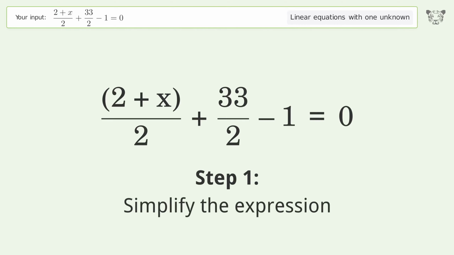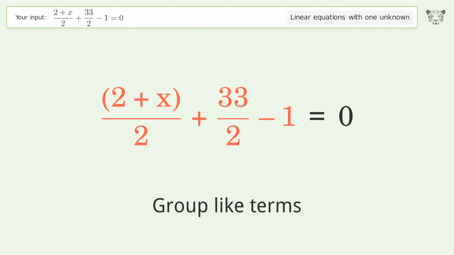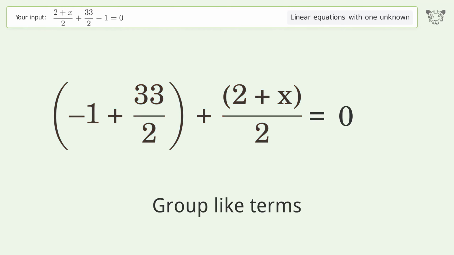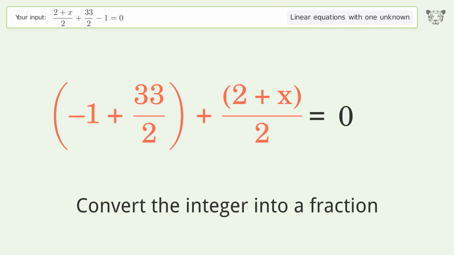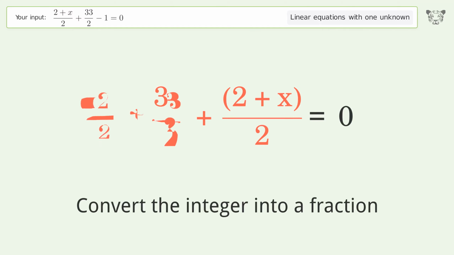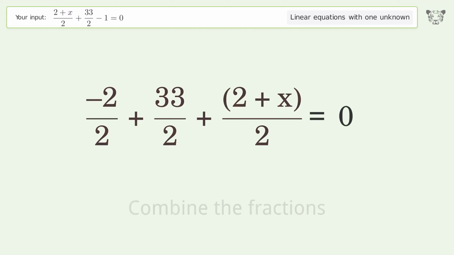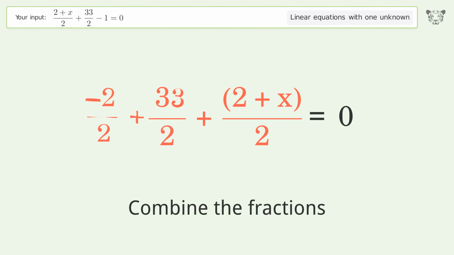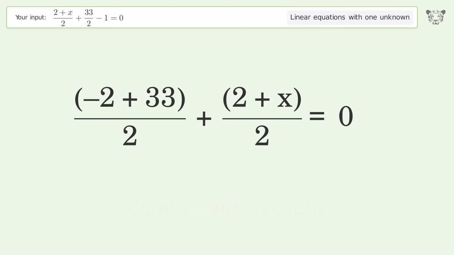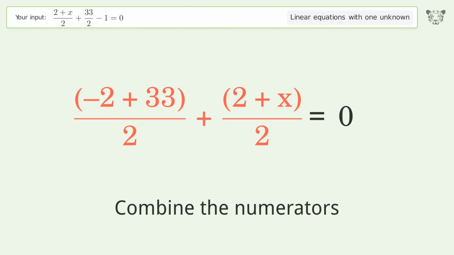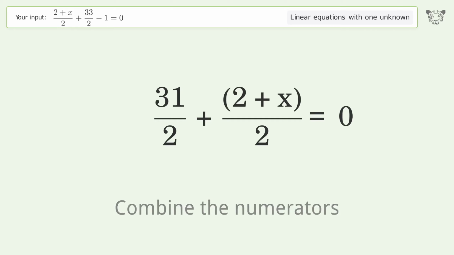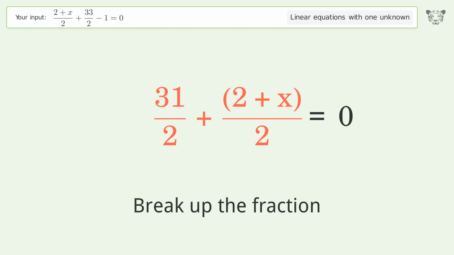Simplify the expression. Group like terms. Convert the integer into a fraction. Combine the fractions. Combine the numerators. Break up the fraction.